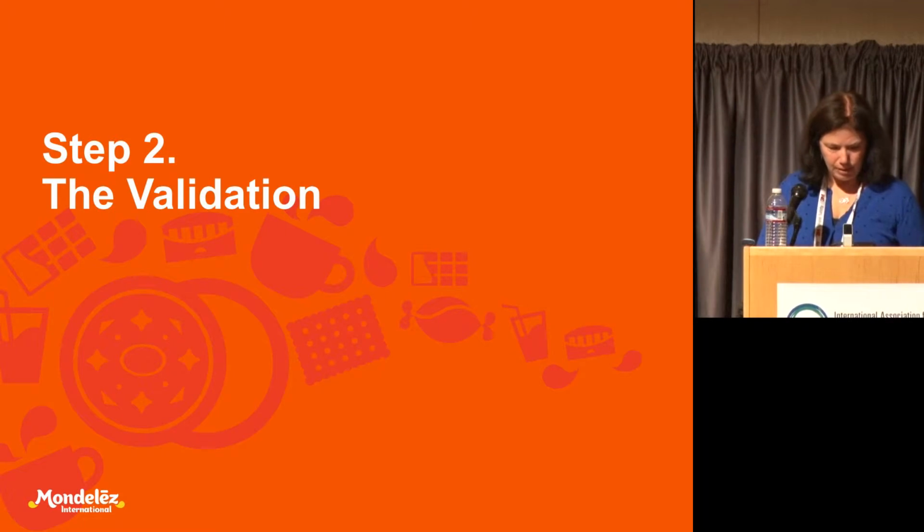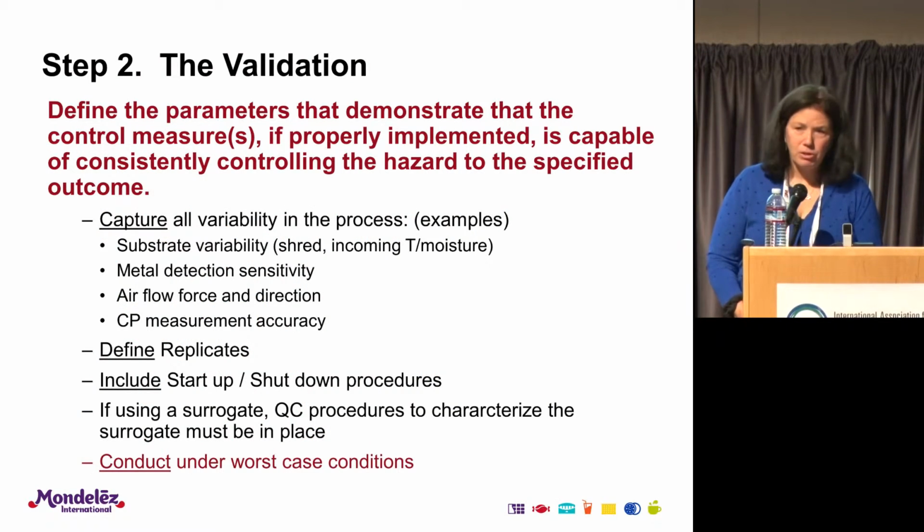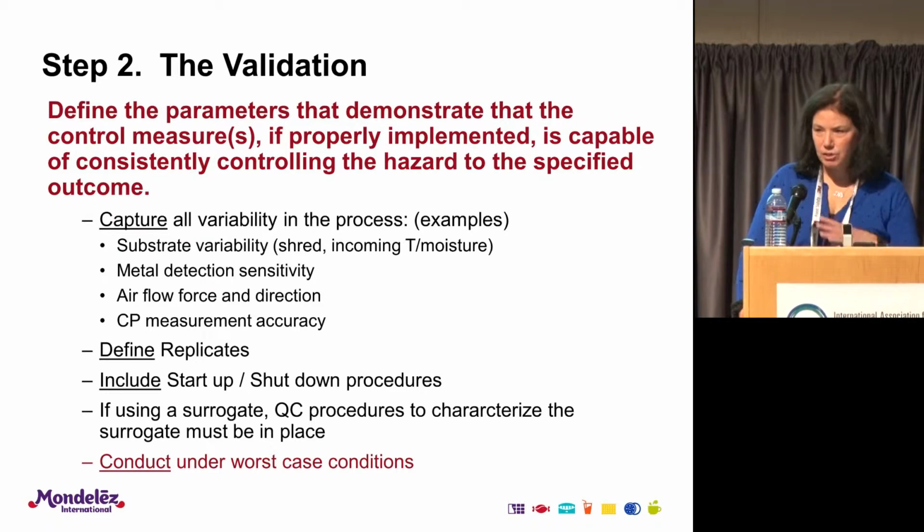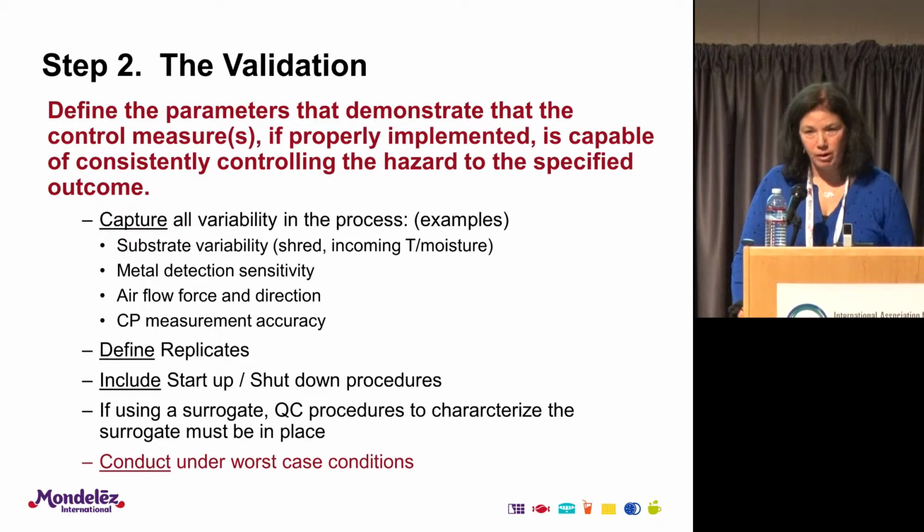Step 2, the validation. With the validation, you want to define the parameters that you found through your research that demonstrate that the control measure is capable of consistently controlling the hazard to the specified target. Okay, so the first thing, you want to capture all variability in the process, and I just talked about that a little bit, but substrate variability, if you're doing metal detection, what's the sensitivity of it? Airflow, force and direction, the control point measurement accuracy, that's also very important.